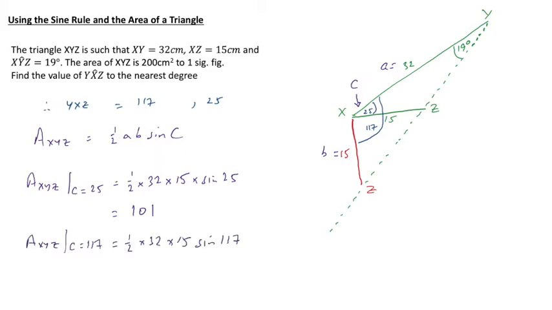The area of the triangle when the angle at C is 117 is a half times 32 times 15 sine 117. And that comes out at 214. And that is the one that is 200 to one significant figure, which we could have deduced actually from the previous calculation, but it's good to show all your working anyway. And so we can conclude from that that the angle at X must be the 117 degrees.